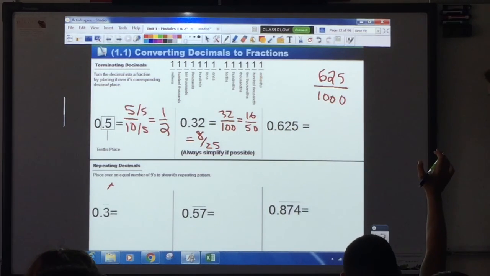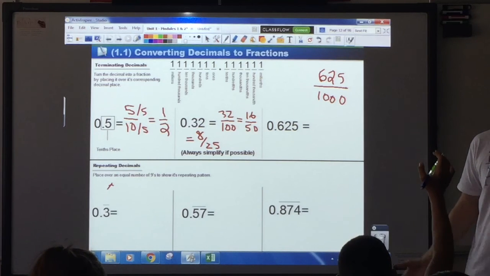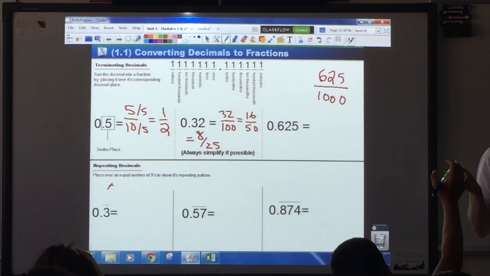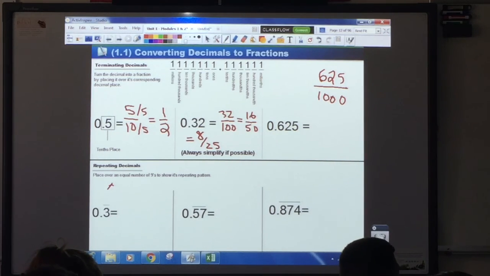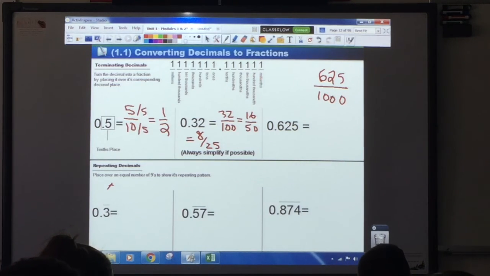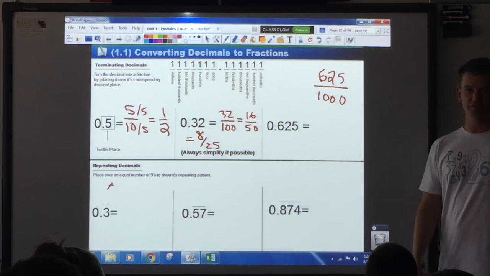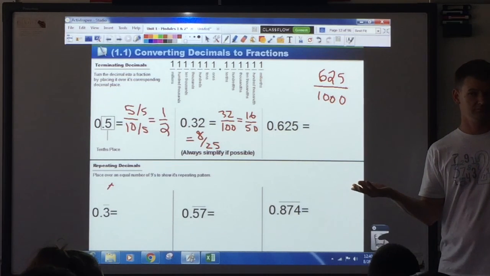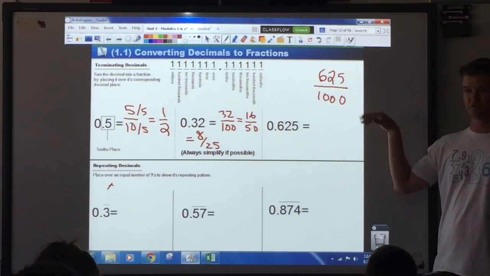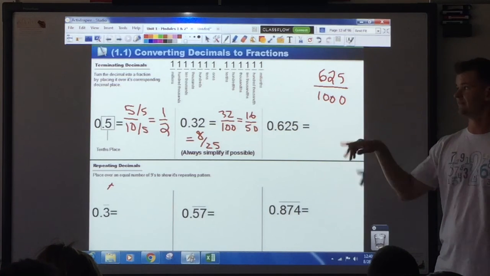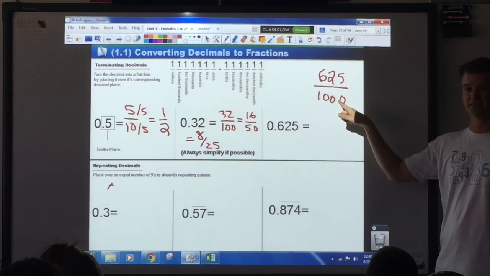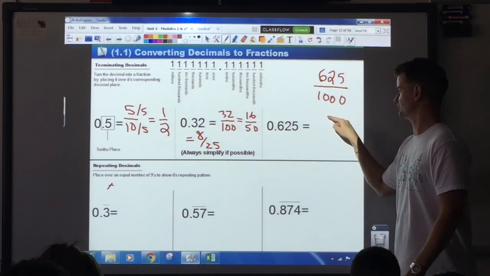I won't make you do the whole simplification, but if you want to right now, you can simplify this by 125 and 125. Anybody want to take a guess? No? Well, the greatest common factor of both of these is 125. 125 goes into this 5 times, goes into this 8 times. This will simplify all the way down to 5 over 8.